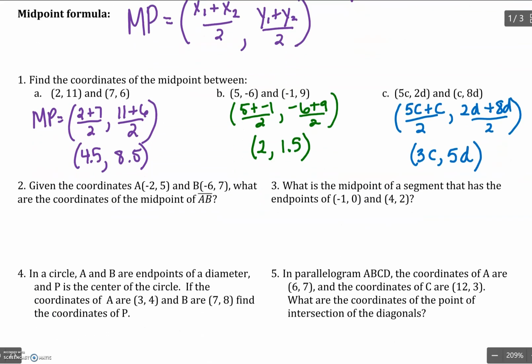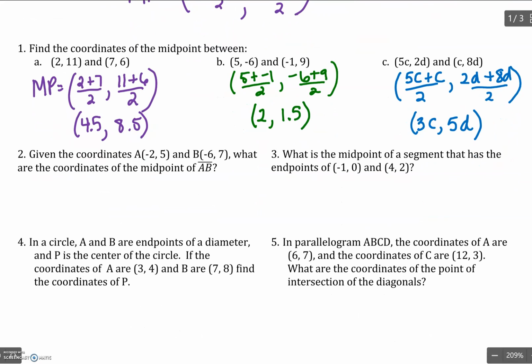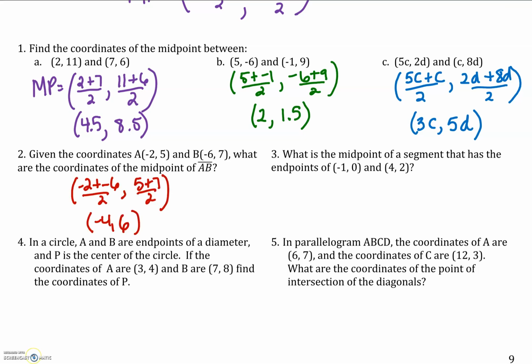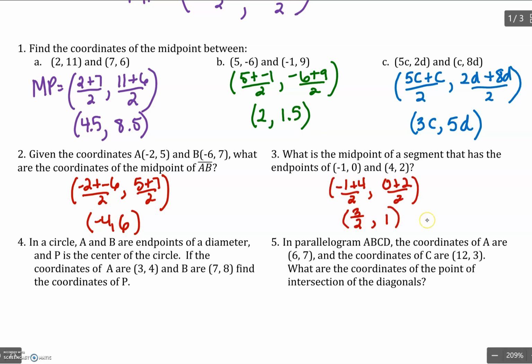Okay, going on. Number 2, given the coordinates a and b, what are the coordinates of the midpoint of AB? So again, just more calculating, see what you get. Hopefully you got negative 4, 6 like I did. Try number 3. I got 3/2, 1, or 1.5, 1 is also acceptable. Averaging is adding and then dividing by 2.